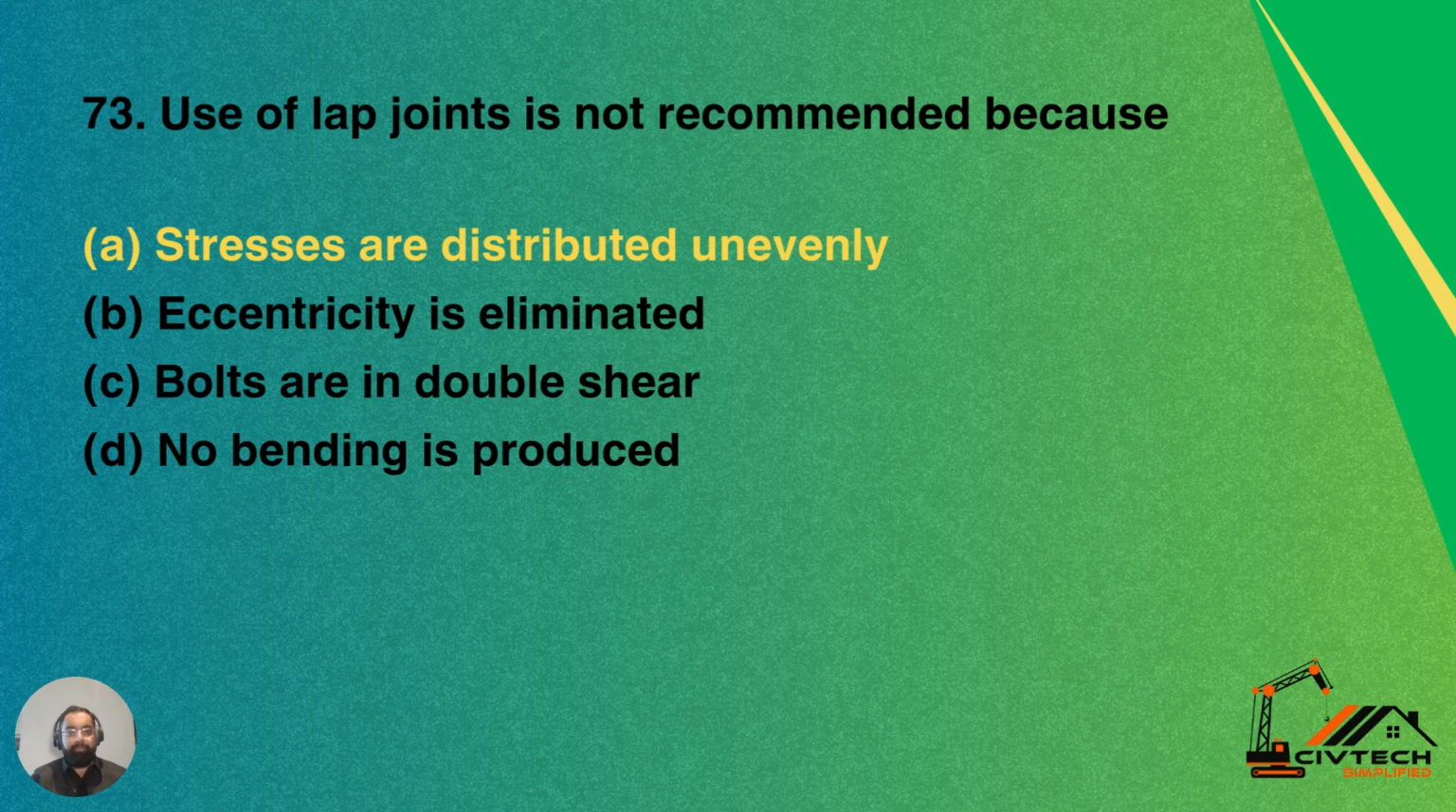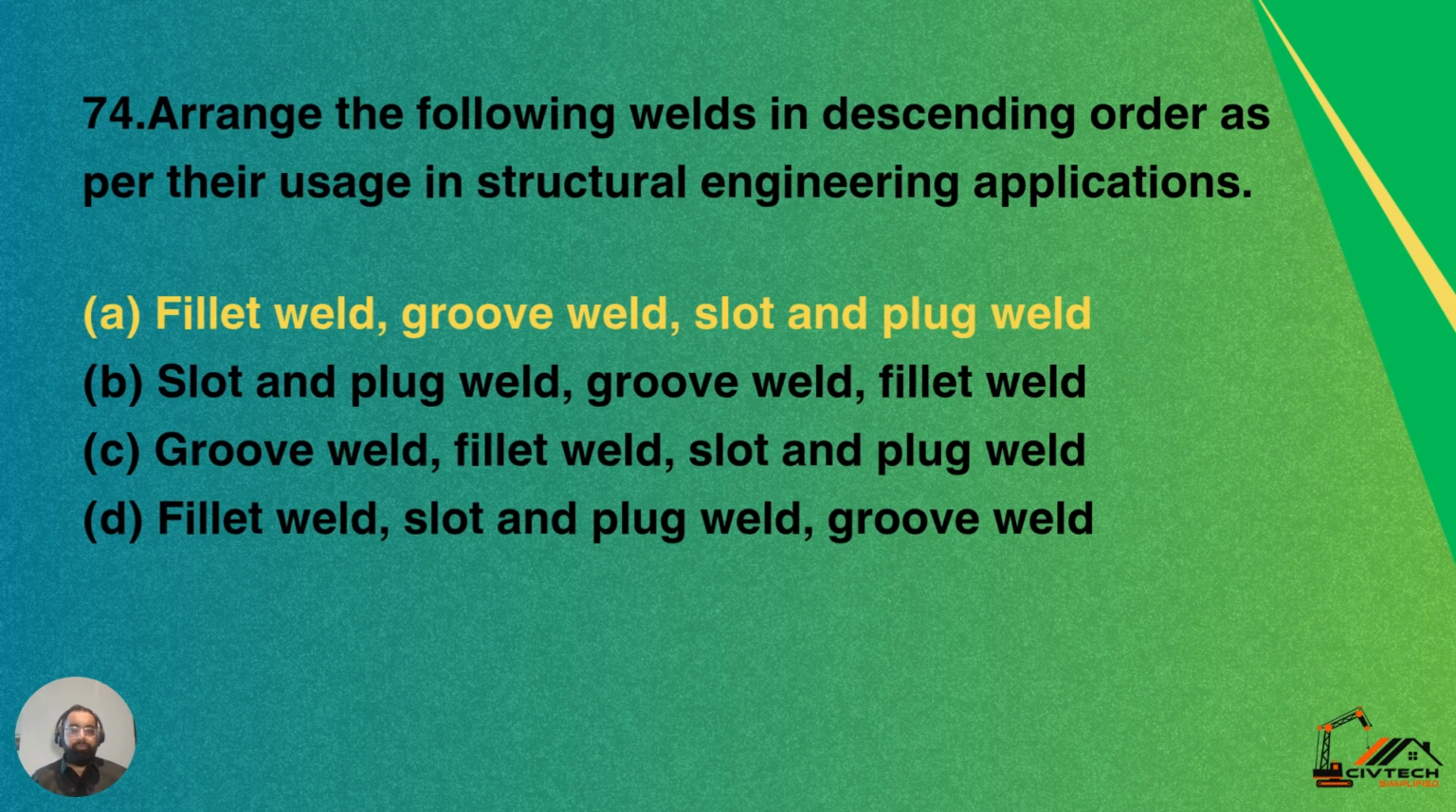Question 73. Use of lap joint is not recommended because. Why lap joints are not recommended? Option A. Stresses are distributed unevenly. Option B. Eccentricity is eliminated. Option C. Bolts are in double shear. Option D. No bending is produced. So the lap joints are not recommended because stresses are distributed unevenly. They are not uniformly distributed. So A is the correct answer for this question.